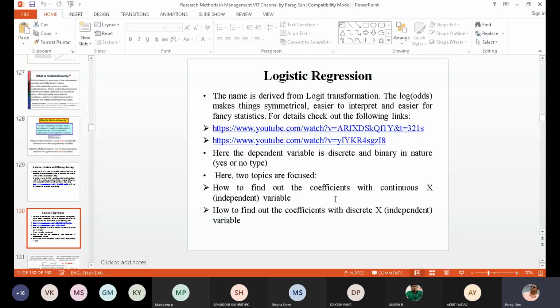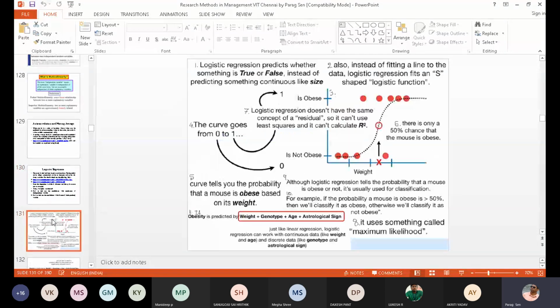But still, to give you some insight, I am discussing these things. These are not required for your examination purposes, but to give you some insight, I am just discussing how it actually works.